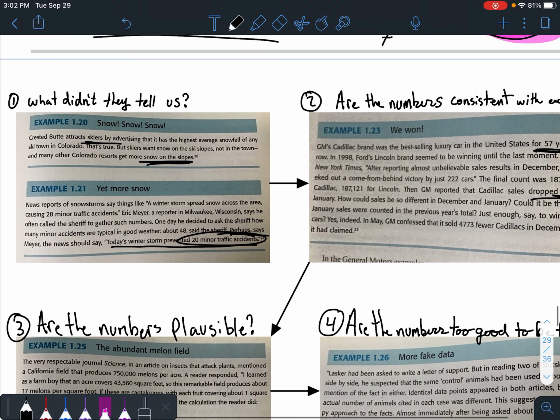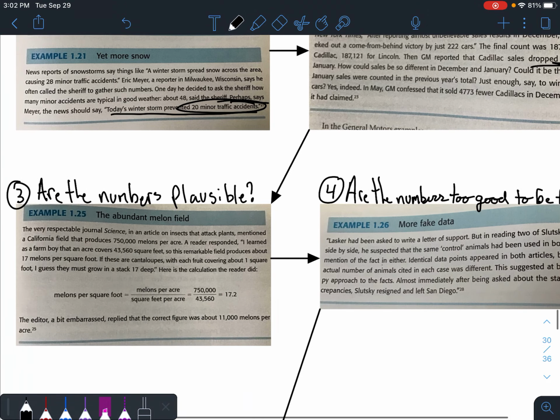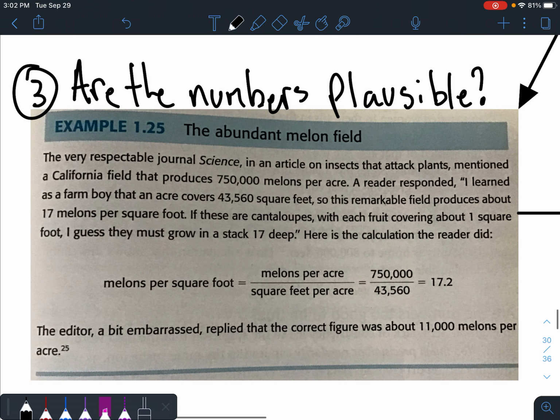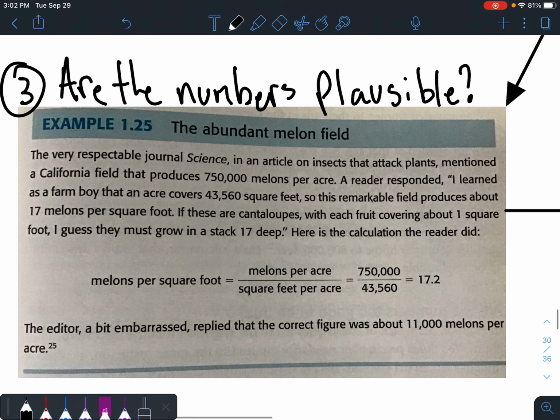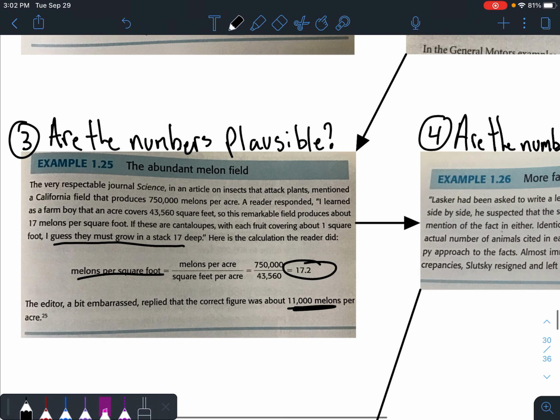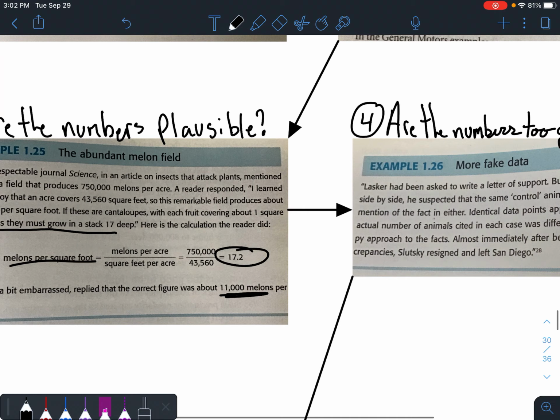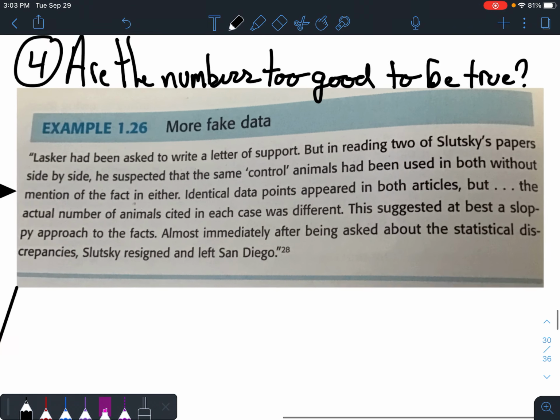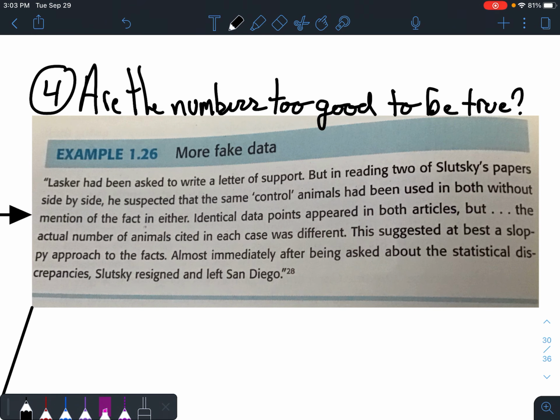So are the numbers consistent with what you think they should be? Are the numbers plausible? Pretty self-explanatory here with this statement. Replied that the correct figure was about 11,000. You crunch the numbers, you look at that, well, that's a lot of melons per square foot. I guess they grow a stack 17 deep. So that's a pretty inaccurate statement. Are the numbers too good to be true?